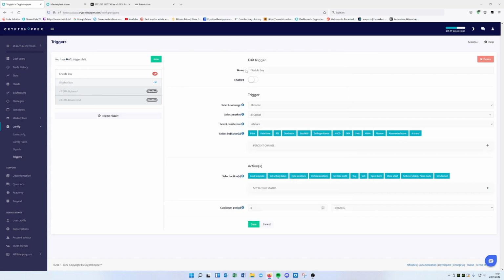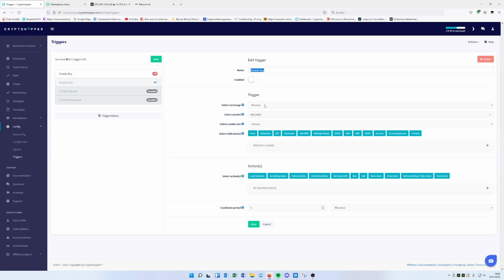At first, we give it a name. I will show you now the disable buy for this kind of crash protection. It's not enabled right now, but I will show you. We give it a name, disable buy. We start with a disable. We always need disable and enable, where the trigger is switching from time to time due to the indicators. The first disable. We choose our exchange. The exchange is just for the trigger itself, so where should the trigger look at what's happening?